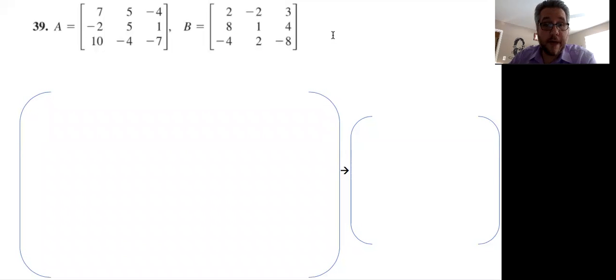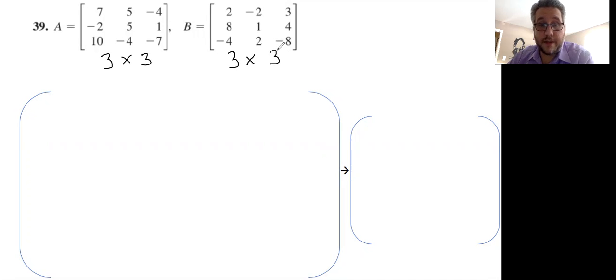Our second and final example is working on a little bit of a larger situation here, I suppose you could say, which is where we have a new matrix A, and we can write out its dimensions or order. This is a 3 by 3. We have a new matrix B, which is also a 3 by 3. And perhaps not surprisingly, the result will still be a 3 by 3.